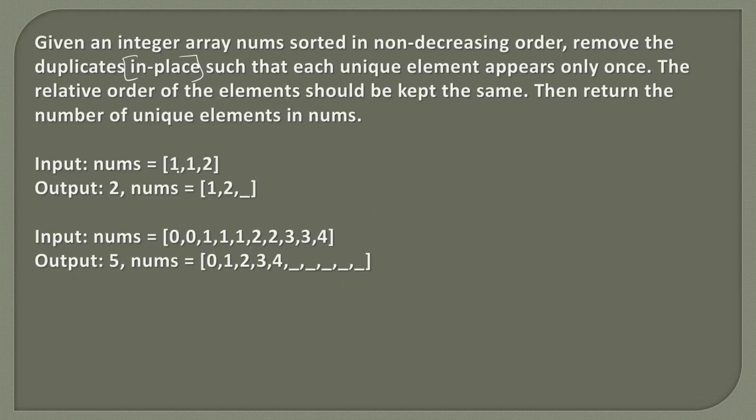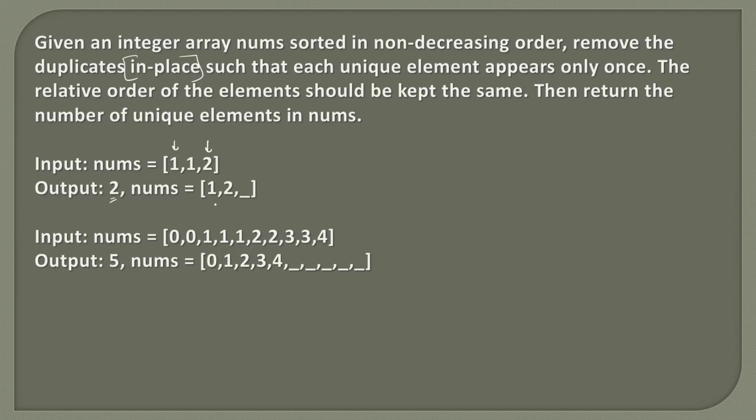once. So for example, let's say we have this input array 1, 1, 2. The array is sorted and here we have one duplicate which is 1. So we have to remove this duplicate such that the element appears only once. So after removal of the duplicates, we get two numbers 1 and 2 and this 1 is removed. So our output is 2 and the array is modified like this 1, 2 and whatever elements are left over, those are ignored. And one more thing we need to keep in mind is the relative order of the elements should be kept the same.